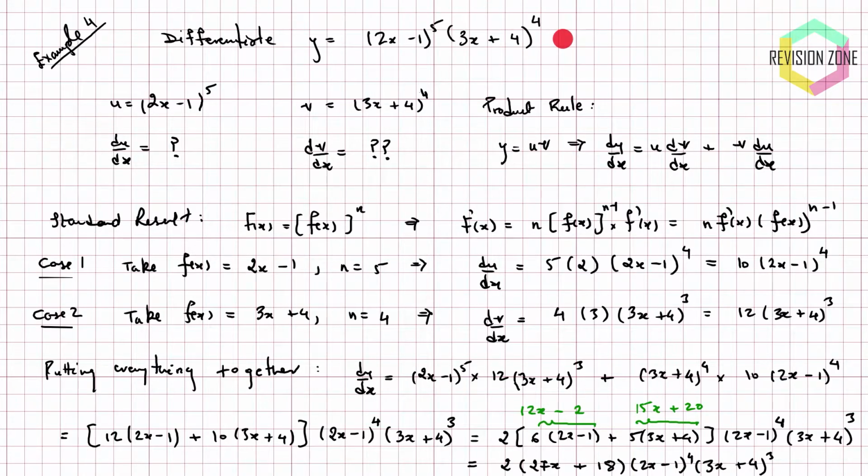So here we're going to use a few rules simultaneously to be able to work this out without actually expanding this. So the first thing to notice is this is actually a product. I can think of this as a function in itself, and then I can think of the other thing as a function in itself, right? So provided I can differentiate this part and the second part, I should be able to use the product rule to differentiate the whole thing, okay? So that's why I say y equals uv, and our u is just 2x minus 1 all to the power 5, and our v is just 3x plus 4 all to the power 4.